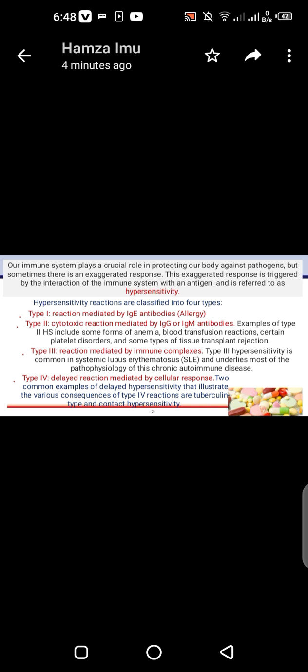Type 4 is a delayed reaction mediated by cellular response. Two common examples of delayed hypersensitivity that illustrate the various consequences of type 4 reaction are the tuberculin type and contact hypersensitivity.